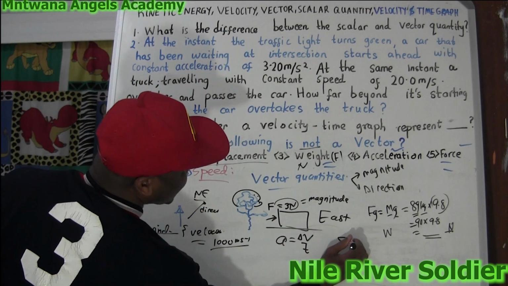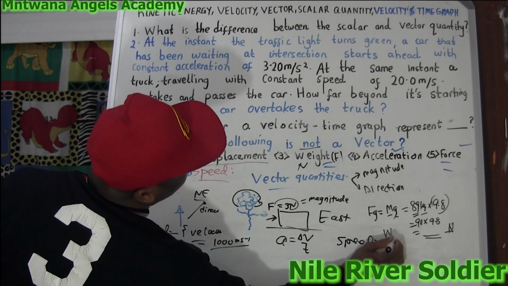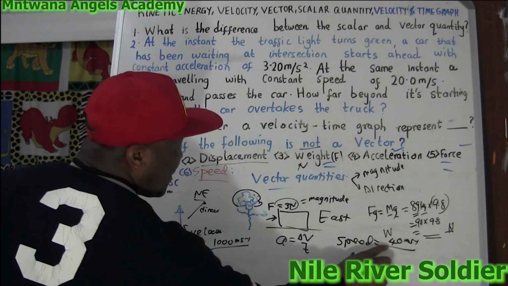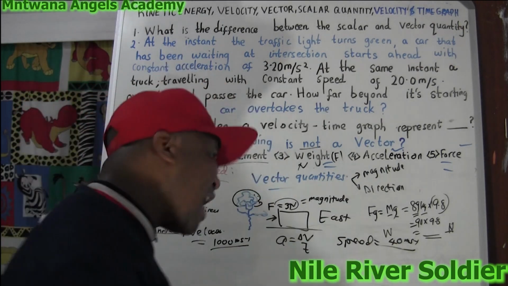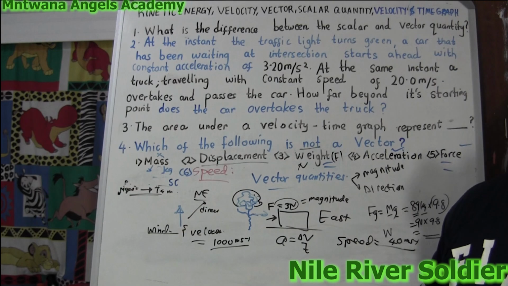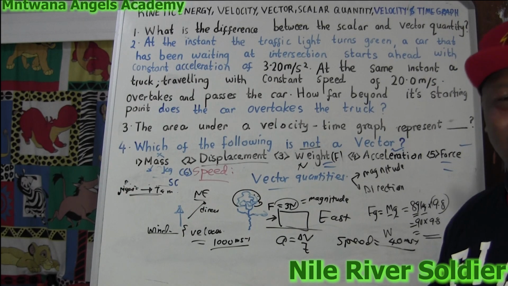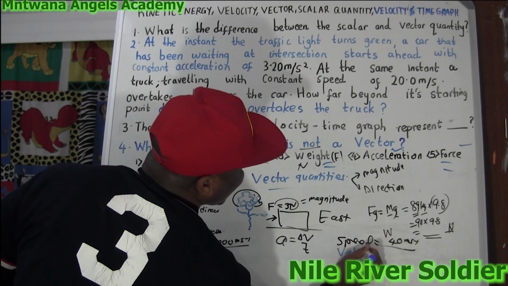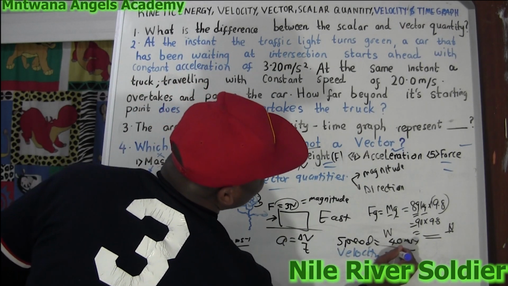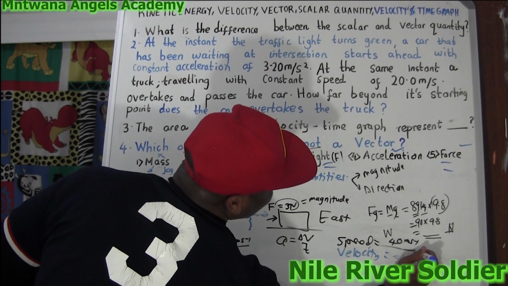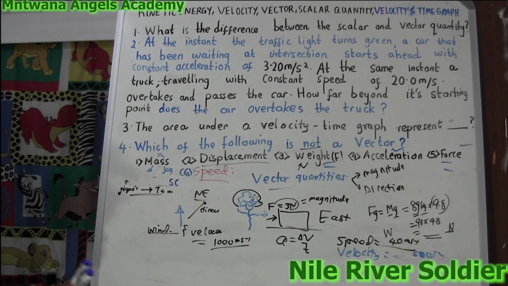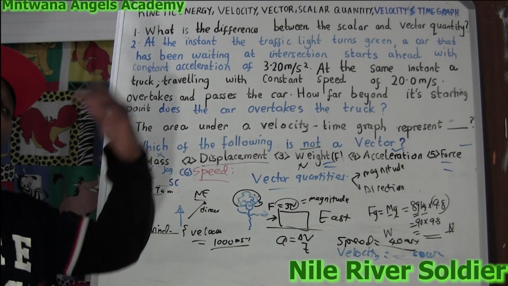So speed, just speed alone, you can say 4 meters per second. But when you say 4 meters per second to the south, then that's not speed anymore. That's the velocity. You see the difference? With velocity, you must specify which direction, let's say south or east. So whenever they say velocity, just know that it's speed with a specified direction.